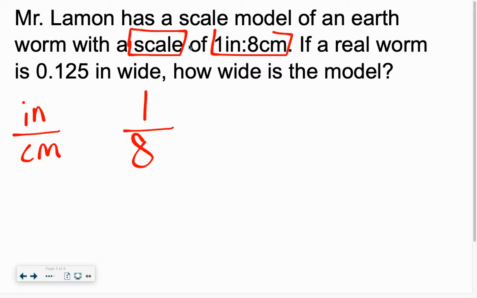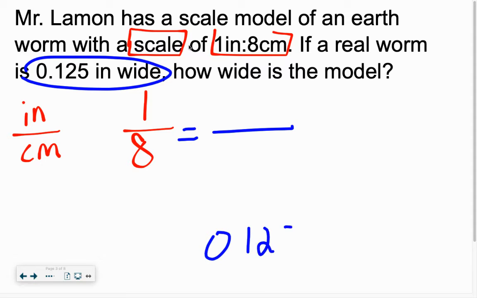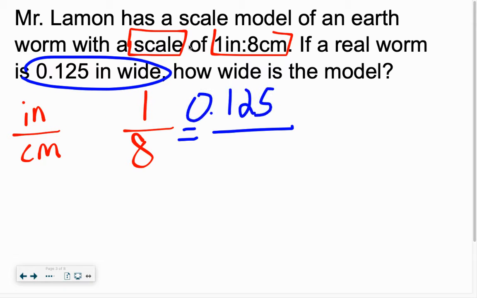From there, they're going to give us another dimension, either in the picture off to the side or in the word problem, and then we have to figure out where that goes, where that 0.125, or 125 thousandths of an inch. Notice that 0.125 has the label inch with it, so we need to match that here. Inches is on top. Inches with the 1, so the 0.125 needs to go on the top. That's the only way we're going to get that correct answer.